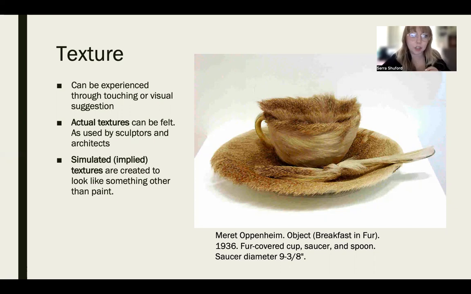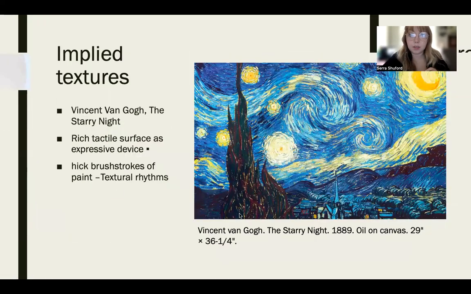Simulated or implied textures are created by looking like something other than paint. So, for implied textures, we see this piece by Vincent van Gogh, Starry Night, as you probably all know. There is a rich tactile surface used as an expressive device, with thick brushstrokes of paint creating textural rhythms. The paint texture itself lends a feeling of movement and motion to the piece.